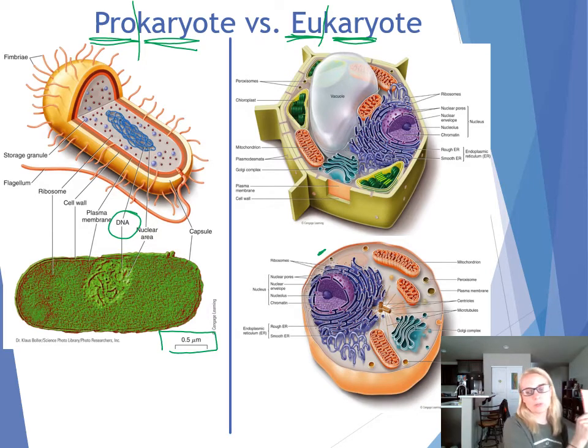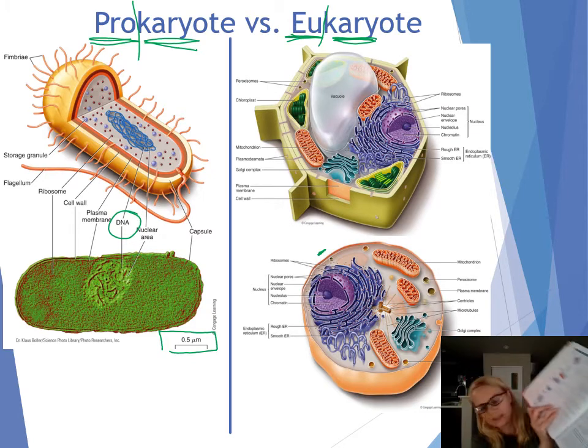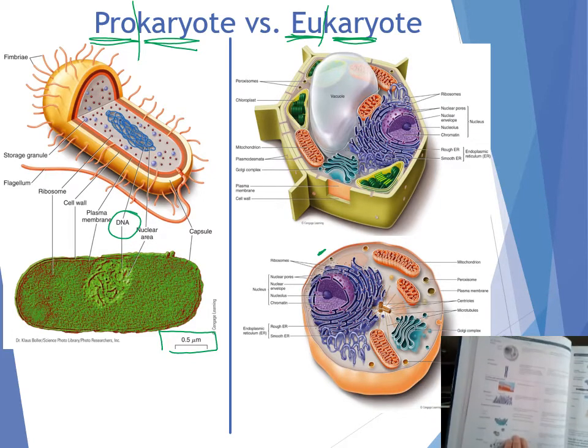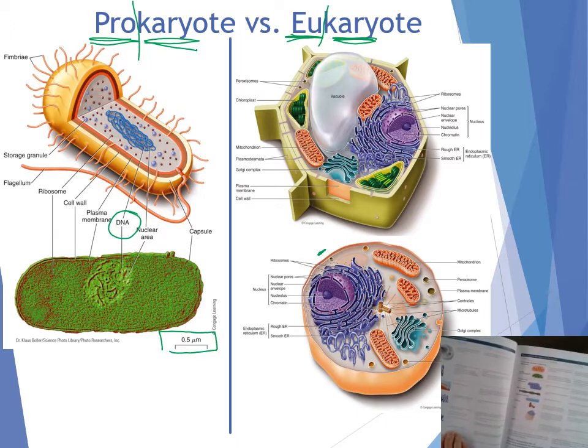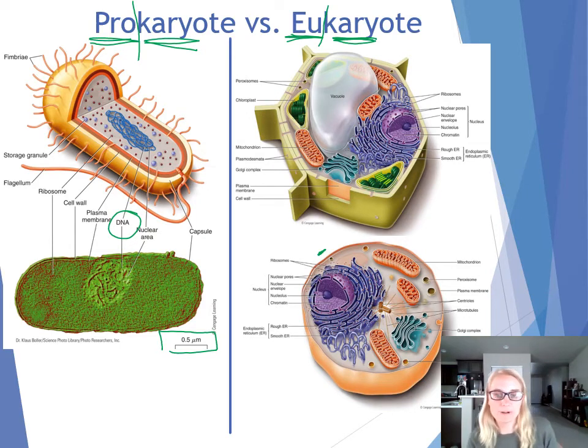So a really good resource is, I don't know if you can see that, this is the table on pages 90 and 91. It does a really good job of listing all of the organelles, showing a little picture of them, giving a description and a function.